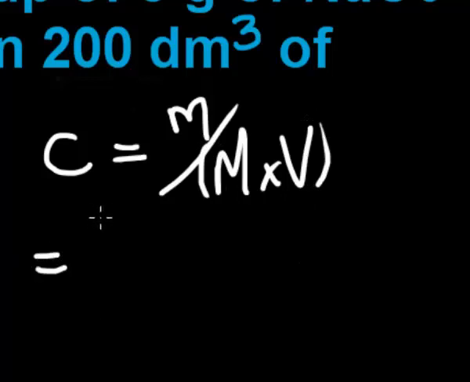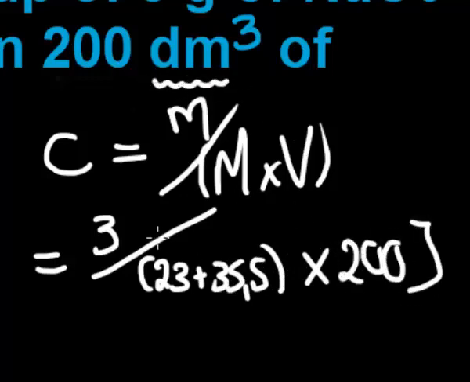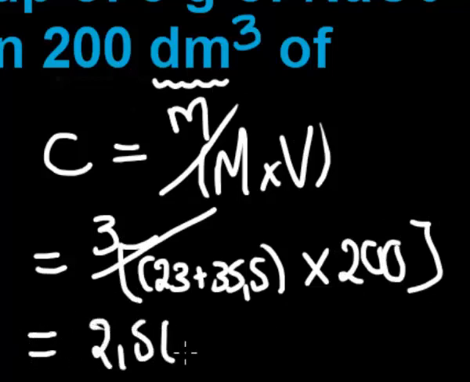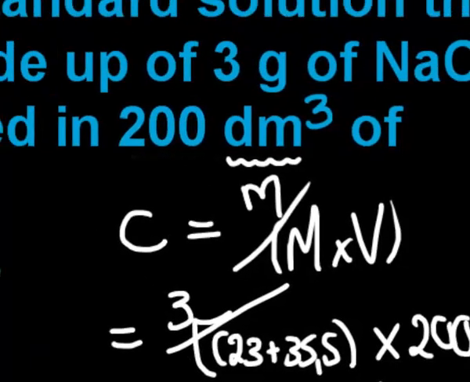So the mass of the sodium chloride was given as 3. The molar mass of sodium chloride that you'll need to go and calculate using your periodic table. Sodium is 23 plus chlorine is 35,5, and then we'll multiply that by the volume, which luckily is given in cubic decimeters, of 200. Now this is going to give me a concentration of 2,56 rounded off to 2 decimal places times 10 to the power of -4, and remember concentration is moles per cubic decimeters. So it's mole divided by cubic decimeters, which can also be written as such.